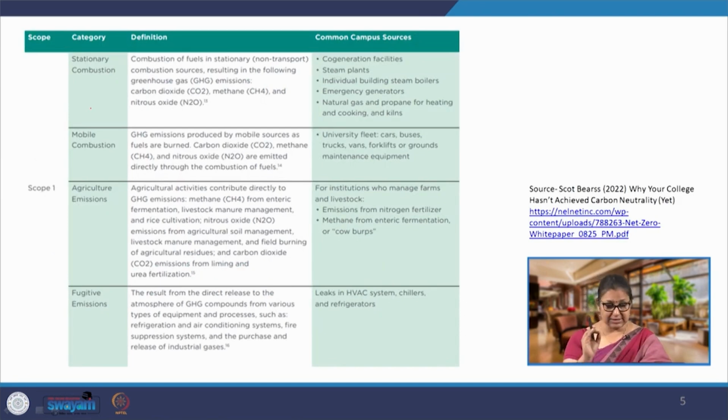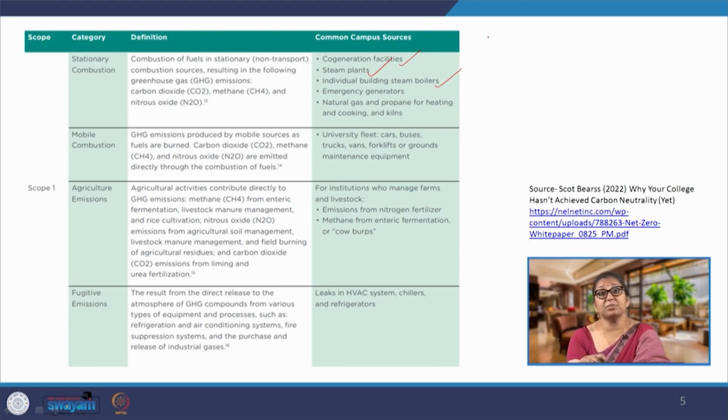If we look at it in detail, let us look at the scope 1 emissions. So stationary combustion, we have already seen what are stationary combustion, but the campus sources which result in stationary combustion under scope 1. So there may be cogeneration facilities where the generation of electricity or steam is happening, steam plants, the steam boilers, where now these are facilities where the fossil fuel is being burnt, the conventional fuel is being burnt. If these are run by electricity, then this electricity is going to go in scope 2.